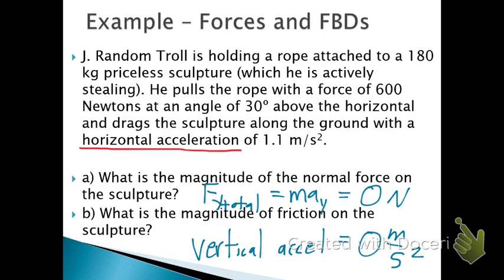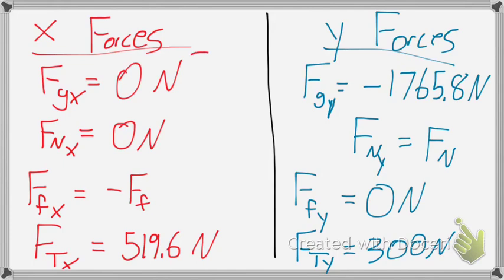I know that in the x direction, Fx total is going to equal the mass times the acceleration in the x direction. Well, my mass is 180 kilograms, my acceleration is 1.1, so that comes to 198 newtons. All right, so in total I've got 198 newtons. I'm assuming it's accelerating to the right. I've got 0 newtons in the y direction, so I can set that equal to just the sum of all of these forces, looking at the x and y direction one at a time. So let's start with x.